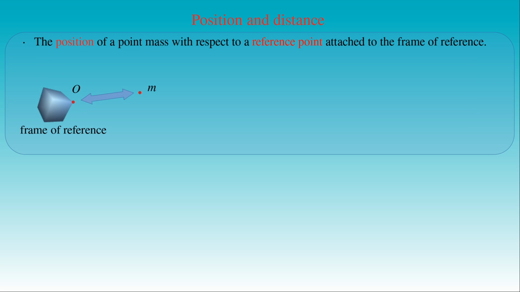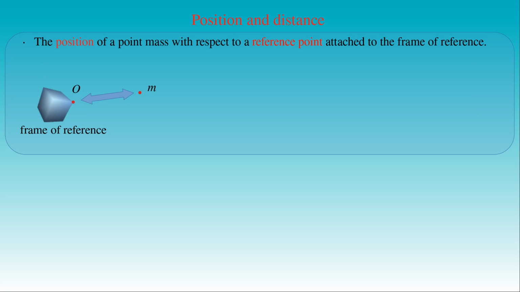After introducing the concepts of scalars and vectors, let us discuss the description of the motion of the bodies in terms of these quantities. We will start with the position of the bodies in space and the distance covered by them during the motion. The position of a point-like body or a point mass in the space is always determined with respect to some reference point, which is attached to the frame of reference.